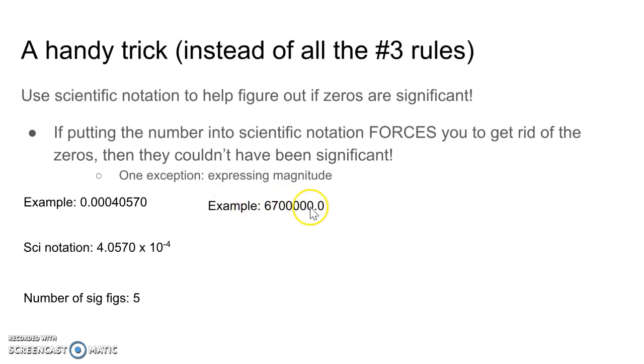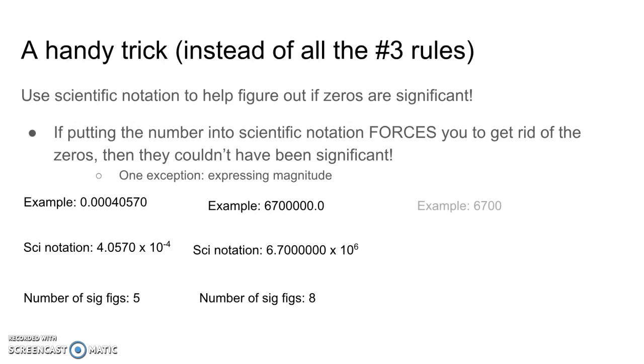Okay, well, what about a number like this where it's very large instead? So if I move my decimal point over, a lot of students like to leave the zeros off, but I was not forced to do it for this particular one. And since I was not forced to do it, all of these zeros must be significant. And so therefore my number of sig figs should be 8.